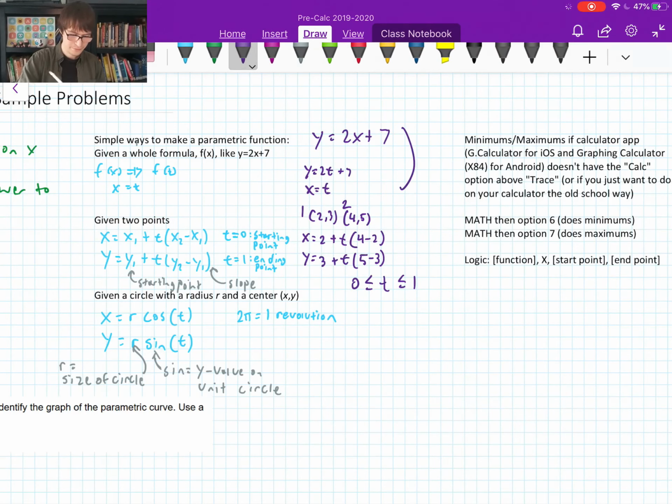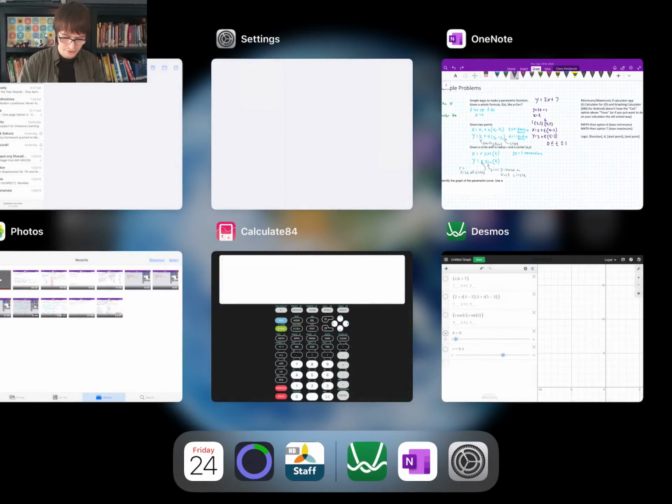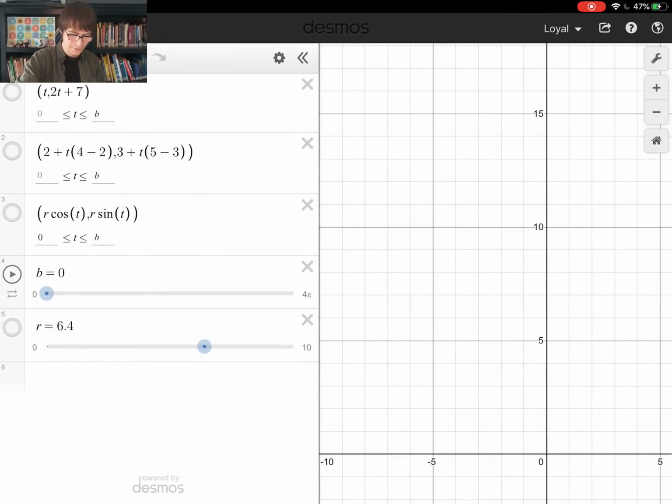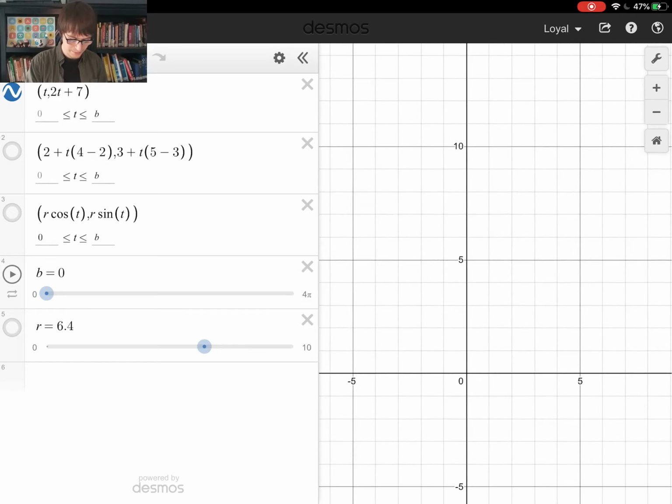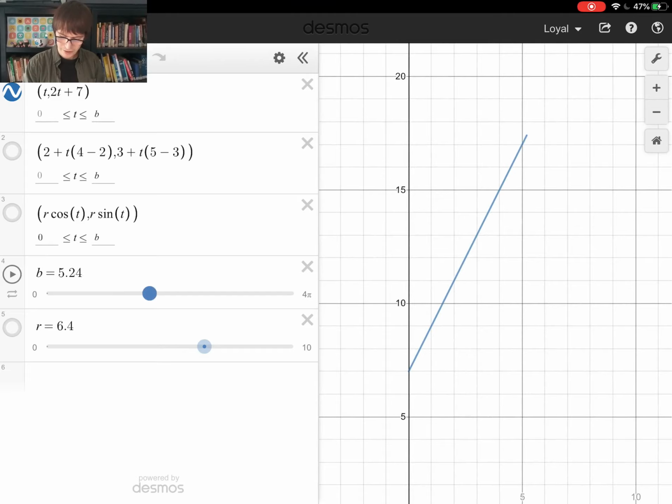Okay, so if we go back to Desmos, I've graphed from t equals 0 to t equals b, and I've got this b slider on the side so I can see what's going on. Let's say I make b a little bit bigger. We start from that 7, and as I start graphing more and more of t, you'll see that the line gets larger and larger.